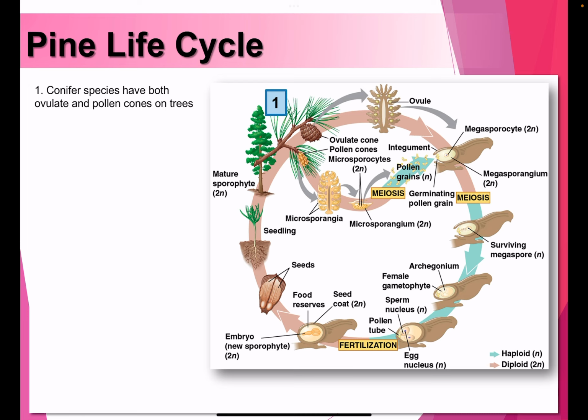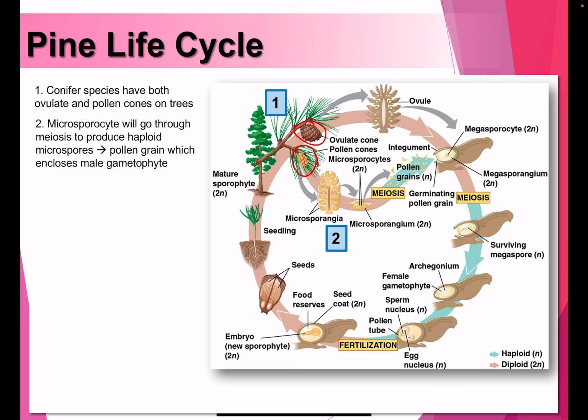The first step of the pine life cycle is that conifer species have to have both ovulate cones and pollen cones on the tree, just like we said earlier. So here's that ovulate cone containing your female gametophyte, and then your pollen cone that contains your male gametophyte. And within your pollen cone, your microsporocyte will go through meiosis to produce your haploid microspores. So these microspores right here have become haploid, which is your pollen grain that will enclose your male gametophyte.